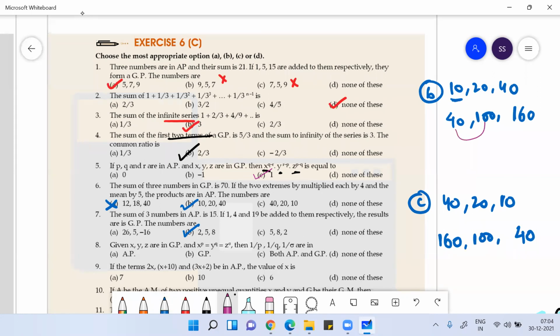So you see the difference. The difference here is 60, so they are in AP. See the difference here: minus 60. Here, if you see, the difference is also minus 60, right? So the answer would be both B and C. The sum should be 70, and the two extremes multiplied by 4.